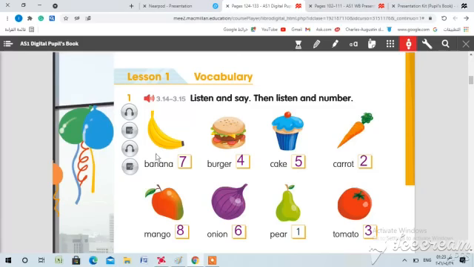Look at here, this is a banana, banana. Now point to the banana. Now look at this picture. This is a burger, burger. This is a cake, cake. This is a carrot, carrot. And this is a mango, mango. This is an onion, onion. This is a pear, pear. This is a tomato, tomato.